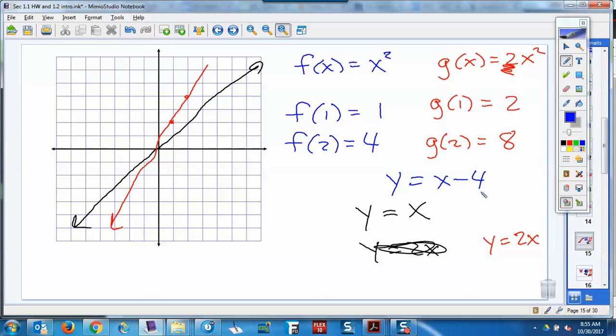It's a downshift of 4. Now, actually, because y equals x is x to the first, you could think of that as not only a downshift of 4, but what other kind of shift? A right shift of 4. The inside and the outside are kind of the same thing for a linear.